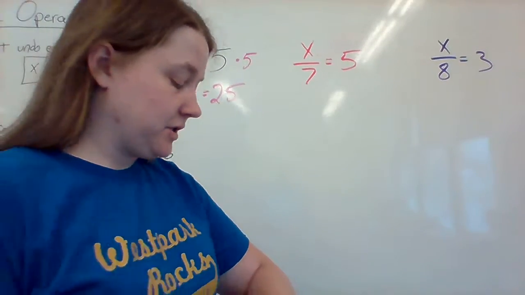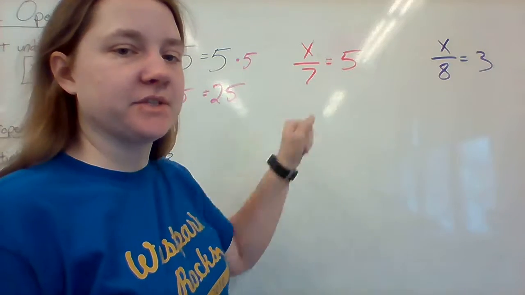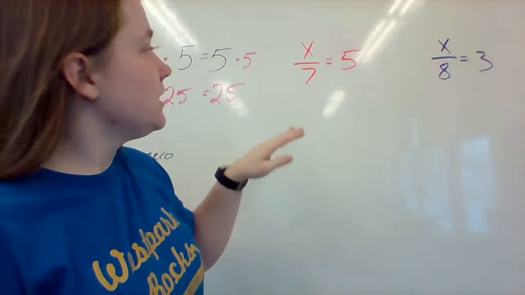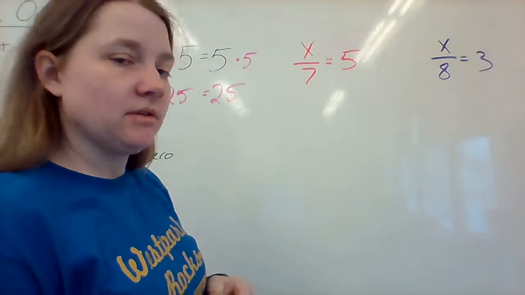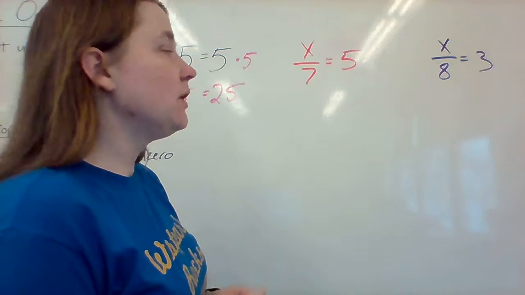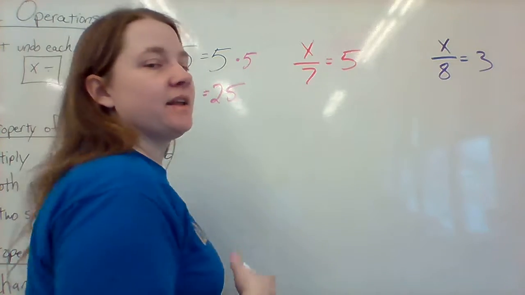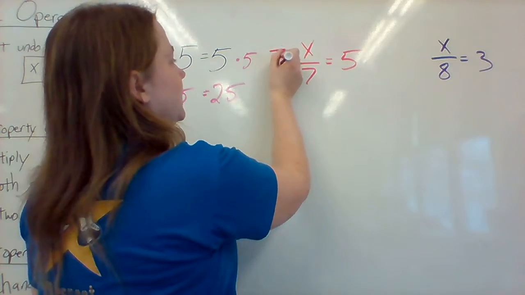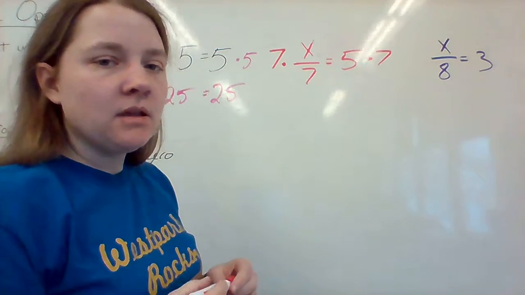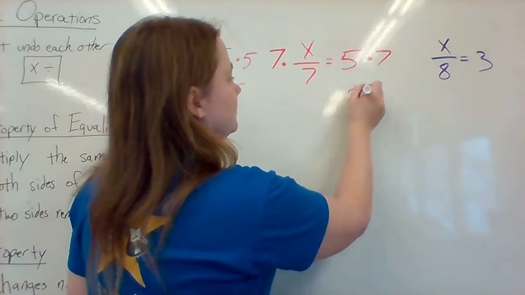Our first equation is x over 7 equals 5. Remember that that sign right there means division. So we have x divided by 7 equals 5. What is the inverse of division? Well, it's multiplication. So I'm going to multiply by 7 on both sides. Instead of rewriting it, I'm going to write it up here and just put times 7. 5 times 7 is 35.